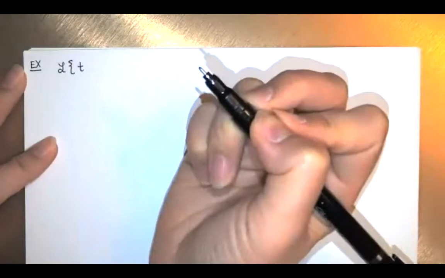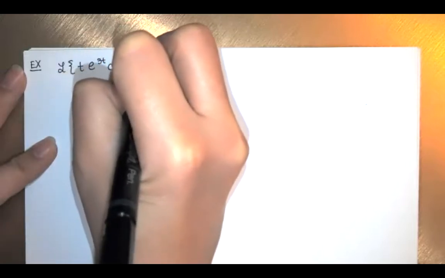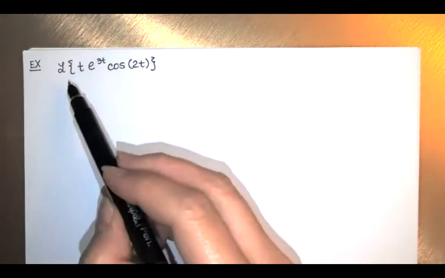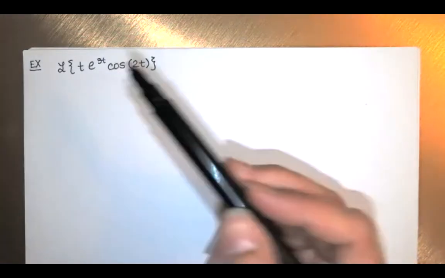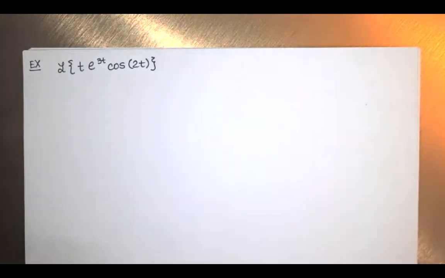So let's say you have t times e to the 3t times cosine of 2t. Now we could use our first translation theorem. You can think of this as e to the at times t times cosine of 2t. That's one way of doing this. Now you can also use this derivatives of a Laplace transform theorem. So let's practice with both of those.